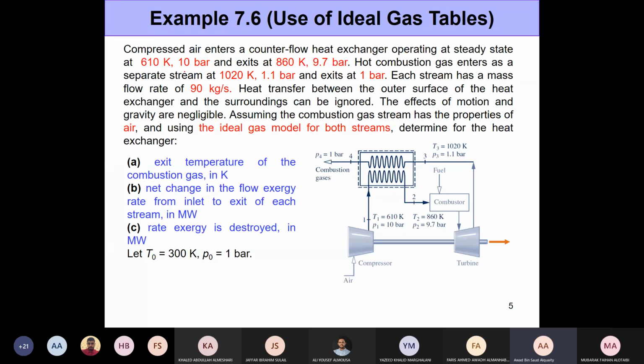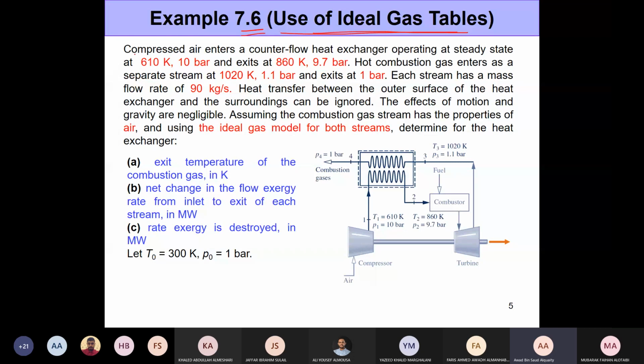This problem is about a counterflow heat exchanger, and this is example 7.6 from your textbook. We're going to go through it in detail, but I will certainly be skipping some parts, which you can refer to in the textbook if you need to, or get back to me if you have any questions. Before I start, I'll give you a hint that we will be using the ideal gas tables here. As we read the question, we'll understand why we need to make use of ideal gas tables.